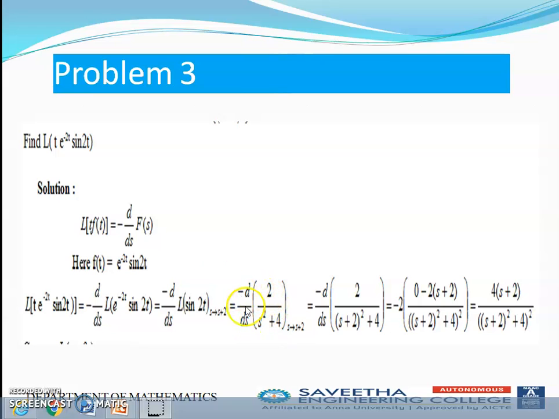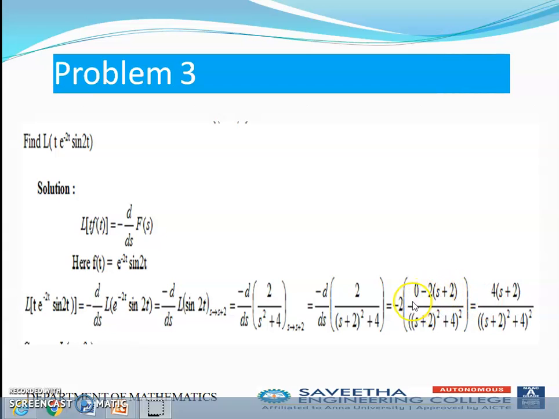Next we write the multiple of t form as minus d by ds of the remaining function. Replace s goes to s plus 2, then we get 2 divided by s plus 2 whole square plus 4, with respect to ds. Next we differentiate with respect to s by using the u by v form, or we can take the 1 by x square form. So I take minus 2 outside, then v square is s plus 2 whole square plus 4 whole square. Next with respect to u, differentiation of 2 must be 0, so 2 into v must be 0 here. So minus 2 into the differentiation of this value, 2 times s plus 2, then differentiation of 4 must be 0.